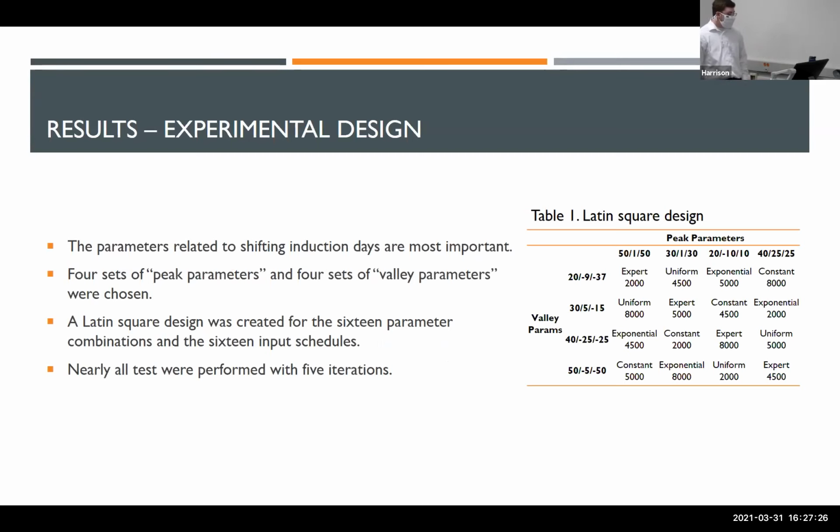So during preliminary tests, it was decided that the 6 parameters relating to shifting induction days were most important. 4 sets of peak parameters and 4 sets of valley parameters were chosen so that a 4x4 Latin square design could be created. The design was created with respect to the distribution used in the seed schedule. This allowed us to calculate statistics such as the effects of parameters while minimizing the effects of other factors. Because the heuristic can be repeated multiple times, each test was performed with 5 repetitions or iterations. And after the 16 runs were performed, the heuristic was further tested using the same schedules and hand-picked parameters.